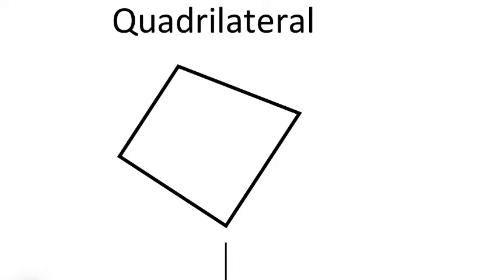Alright guys, so here's a super quick overview of quadrilaterals. So we start with, what is a quadrilateral? A quadrilateral is just any four-sided figure. So as long as it's connected, it's considered a quadrilateral. There's no specific shape as long as it has four sides.